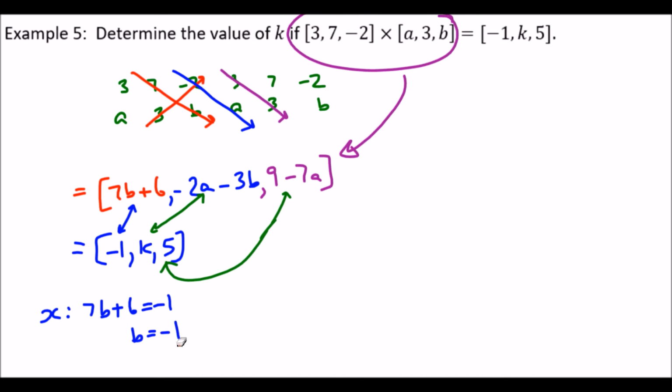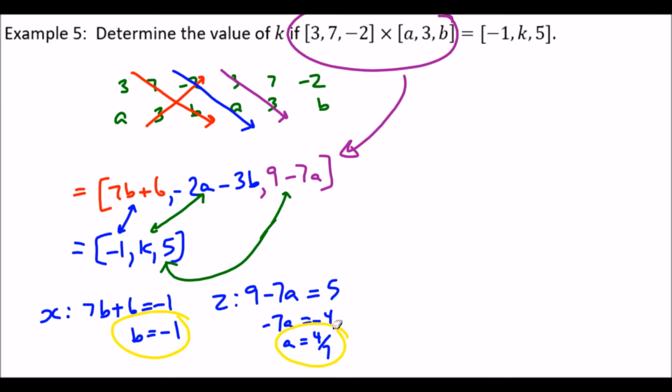Alright, this one has too many variables. I've got a, b, and k, but I will go with my z. I know z here is 9 minus 7a, which is equal to 5. Bring that 9 over, so 7a is equal to negative 4. So a is equal to 4 over 7. So I've got my a, I've got my b.